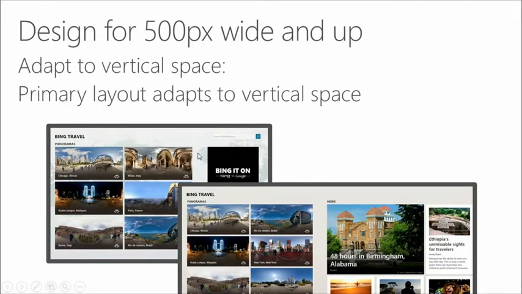So when I think about designing for vertical space and that 500 pixels and up, really this is just about primary layout, adapting to vertical space for screen sizes. So like for the travel app, if I'm adjusting, showing more content or showing larger content or managing white space, I'm automatically, just by accounting for screen size, taking care of that vertical space, so I don't have any extra work to do here.